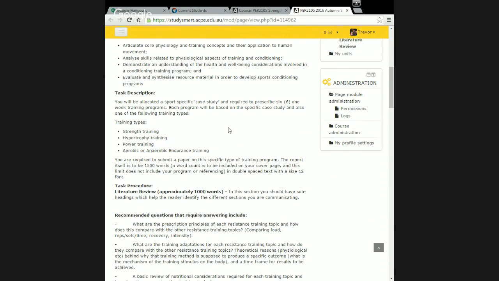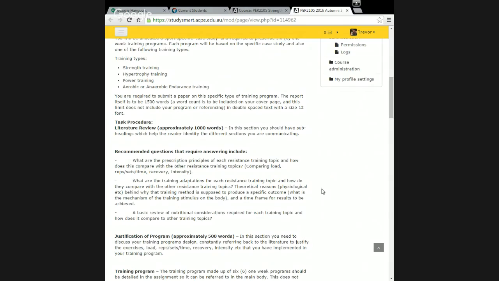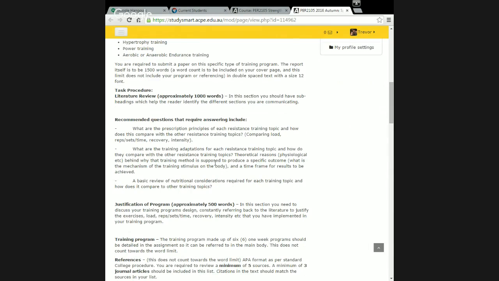Now, the basis of that training program is from the literature, these 1,500 words here. So 1,000 words will be on the lit review. Subheadings to identify: we want to look at the prescription principles for the topic. What are the training adaptations? In other words, why do you train every day or every second day or every third day? Why are you increasing your loads across the week?